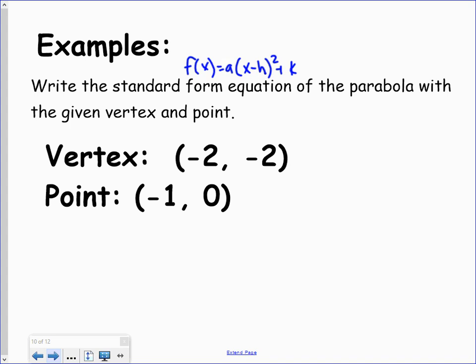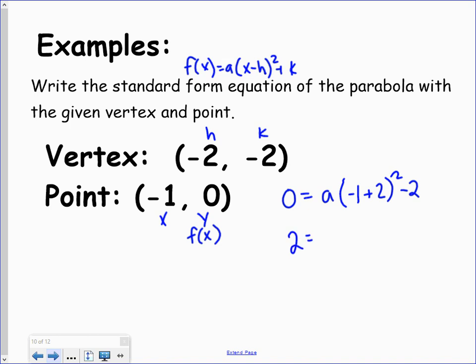Plug them in, and then solve for A. This will be H, this will be K, this will be X, this will be Y. What's the only thing you're solving for? A. You'll have plugged in for everything but A. So this is like f of x. Okay, so you do 0 equals A times negative 1 plus 2 squared minus 2. Whatever the K is, I'd move it to the other side, so I'm going to add 2.